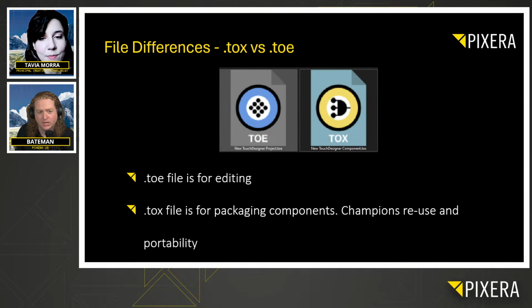So just to take it in different terms, a toe file would be like a Photoshop file, and the tox file would be the JPEG or the PNG that you export out at the end. Obviously a little different, but one is for editing and the other is the finished thing that you're going to end up bringing into another software, in this case PIXERA. Yeah, that's a great way to think of it.